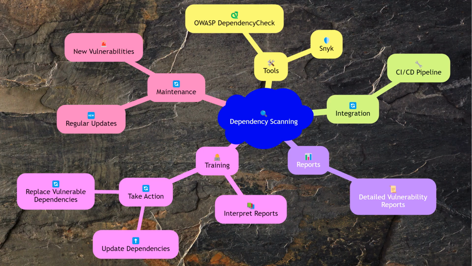To implement dependency scanning, integrate tools like OWASP Dependency Check or Snyk into your CI/CD pipeline. These tools will automatically scan your dependencies for known vulnerabilities and provide detailed reports. Ensure that your development team is trained to interpret these reports and take appropriate action, such as updating or replacing vulnerable dependencies. Regularly review and update your dependency scanning tools to keep up with new vulnerabilities.